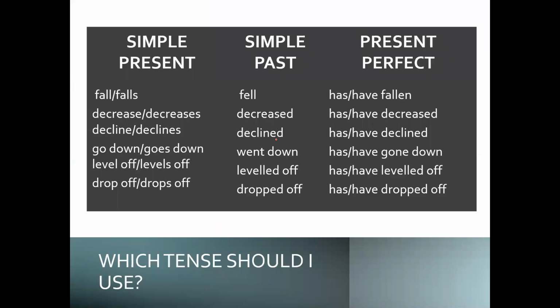Next one is which tense should we use? Okay, it is also similar with the previous descriptions. That is, if you talk about the current or the recent trend, so you use simple present. Okay, so in simple present, as usual, we have fall without s and falls with s. And then for simple past, we have verb 2, right? And for present perfect, so we have has or have plus verb 3. Okay? Yeah. So please remember these patterns and learn by yourself.